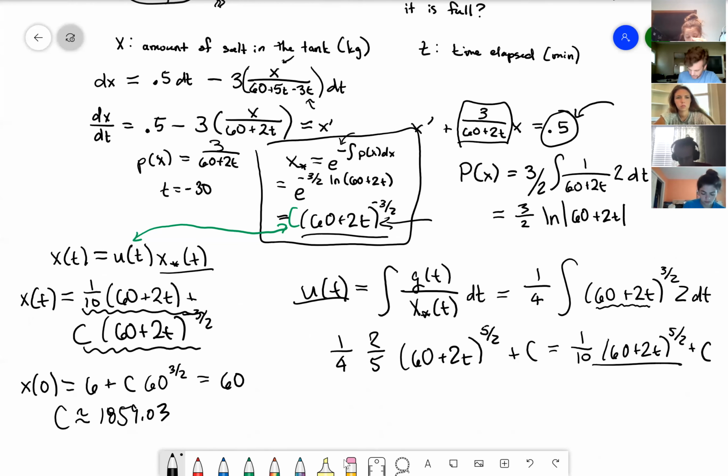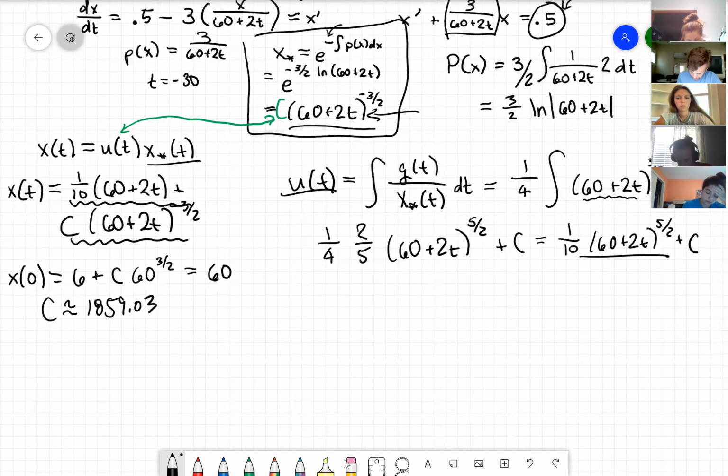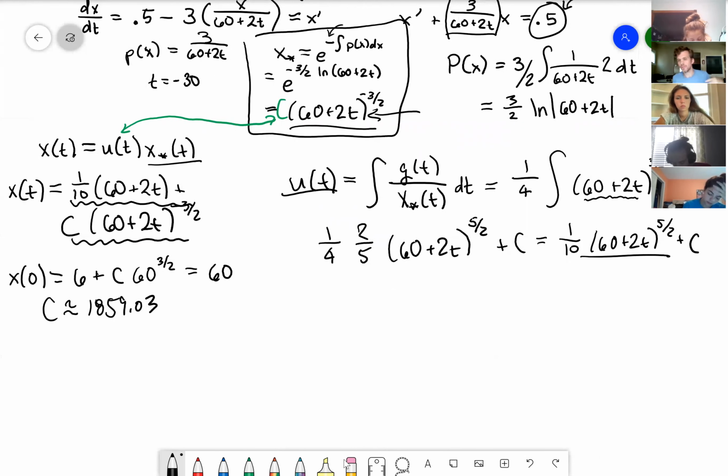Okay, so now we go back, and the question was asking, well, we plug this in here for C, and we get the amount of salt in the tank at any time, but we want to know the amount of salt in the tank when the tank is full. So we need to figure out what time that happens, and we know how the volume of the tank is changing. It's just 60 plus 2t, right? That's what we worked out at the beginning.